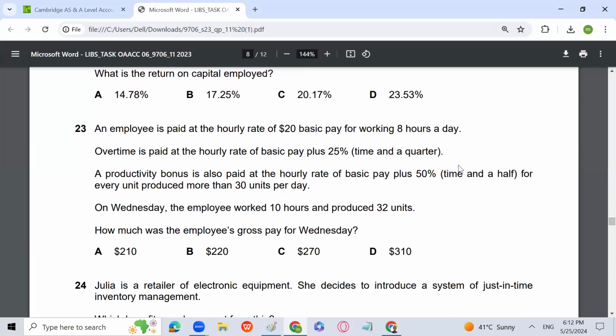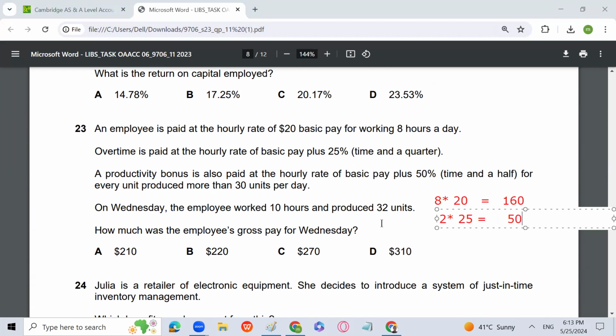On Wednesday, the employees work 10 hours and produce 32 units. So first of all, if you just calculate it, 8 hours at $20 is the rate per hour. So you will be getting $160 because we have worked 8 hours a day at the rate of $20. So the overtime will be 2 hours. And for those 2 hours, you are getting time and a half extra payment. That means you will be paid $25 per hour. That will become 50. Now, as you are producing 32 units, 2 units you are producing more.